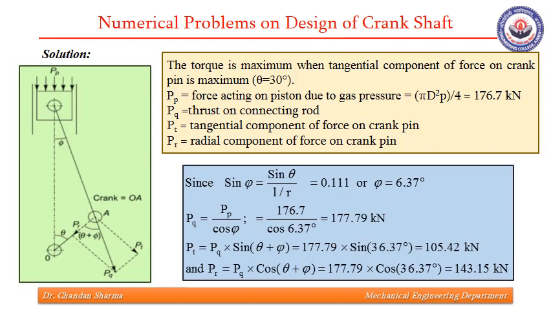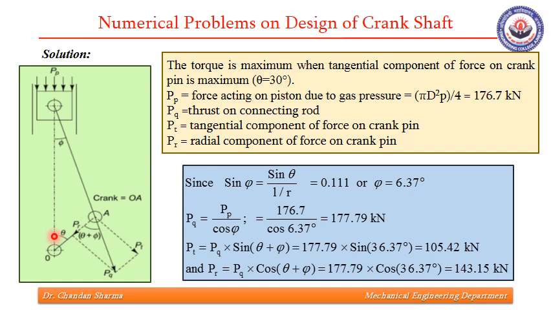First of all, we need to analyze it for the case in which torque is maximum at a particular angle, that is 30 degrees in this case. So for this case and this pressure, that is 0.9 megapascal, we'll calculate the force acting on piston due to gas pressure. It comes out to be 176.7 kilonewton. Now the thrust on connecting rod is denoted by PQ, which is this. It will have two components, tangential component PT and radial component PR.